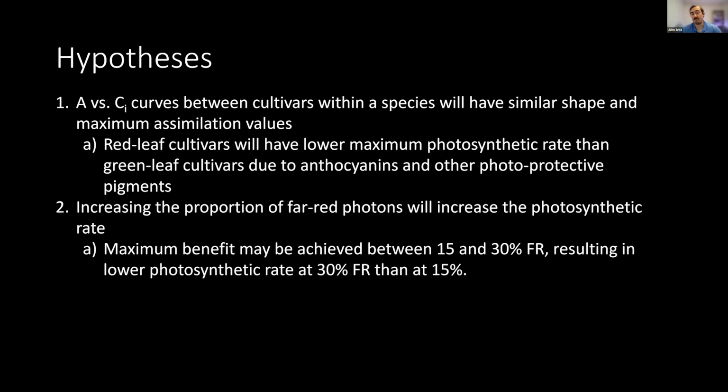But that maximum benefit might be achieved somewhere between 15 and 30% far red, seeing as sunlight contributes a maximum of about 19% far red light across that total photon range. So my assumption was that there would be some kind of limitation there between 15 and 30% far red, where we'd see probably a little bit less photosynthesis at 30% than at 15.